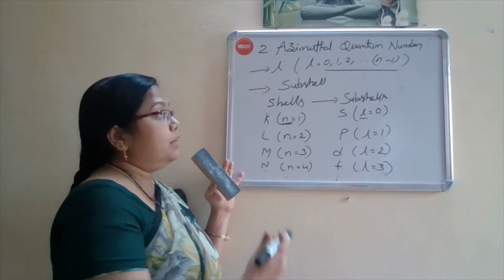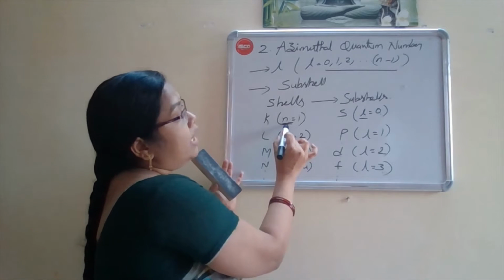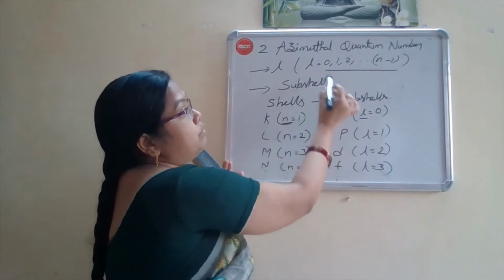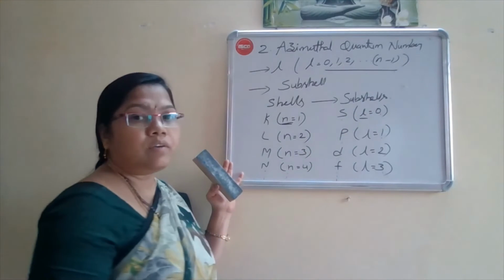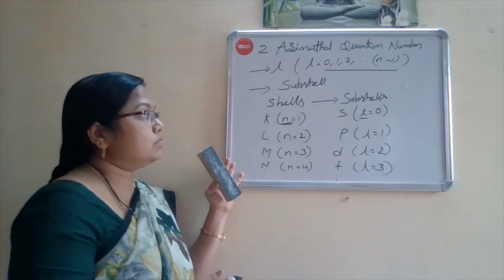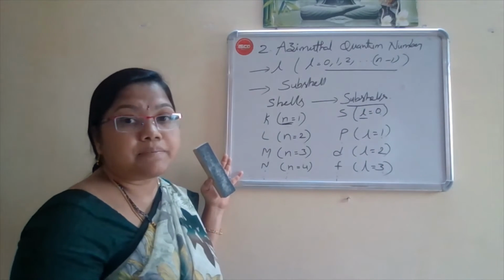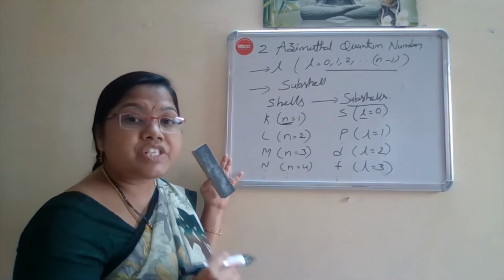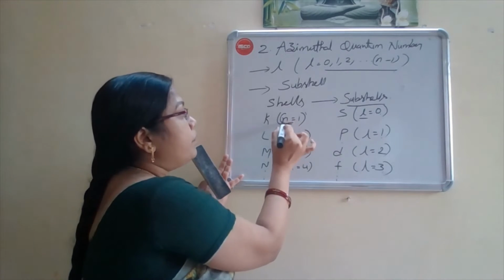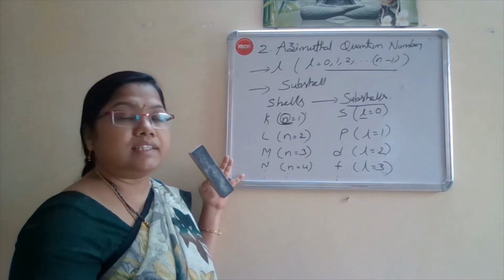I repeat it again. Each value of n has multiple values of l ranging from 0 to n minus 1. This is the first point. The next point is: the number of subshells for a given shell is equal to its principal quantum number. Let's see.